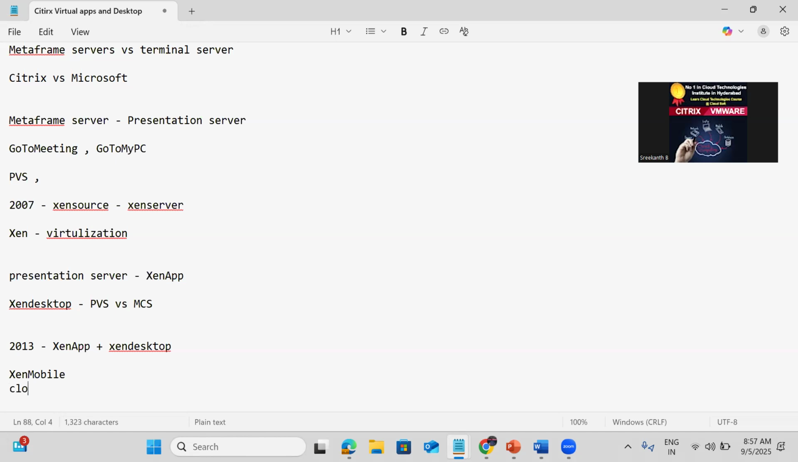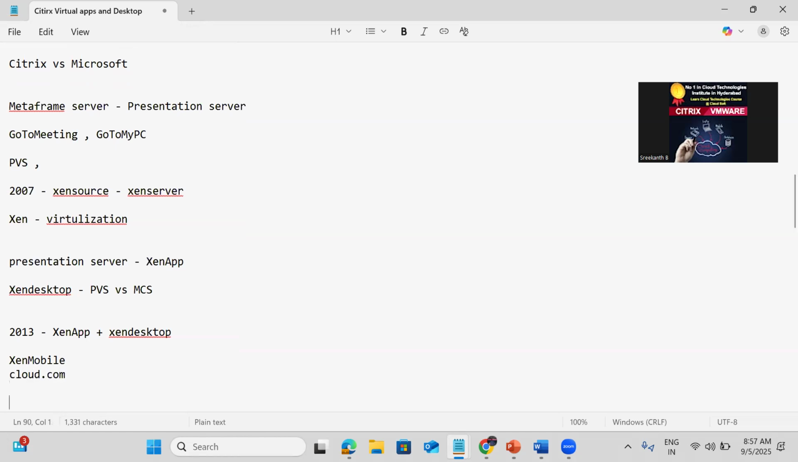Very long back, Citrix acquired a company called Cloud.com. From that they came up with Citrix Cloud also. And from 2015 or 17 onwards, they focused more on the Citrix Cloud. Now they are going to provide desktop as a service, VDI solutions, and even Citrix Workspace, Citrix Receiver, Unified Workspace. These are the areas Citrix is mostly focusing on.